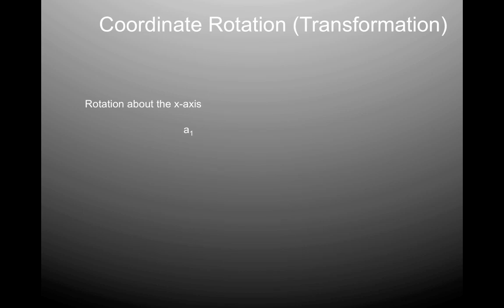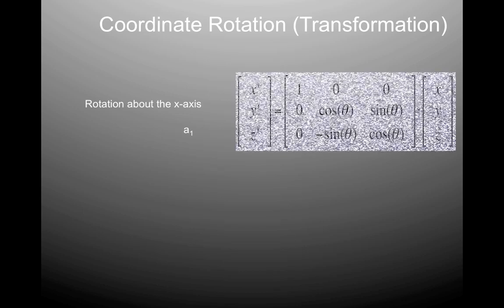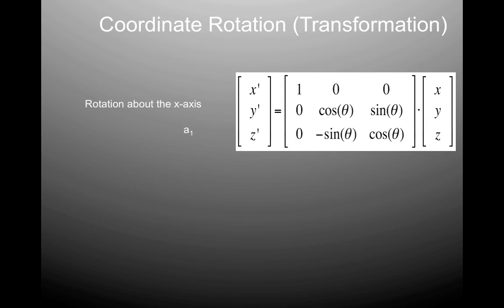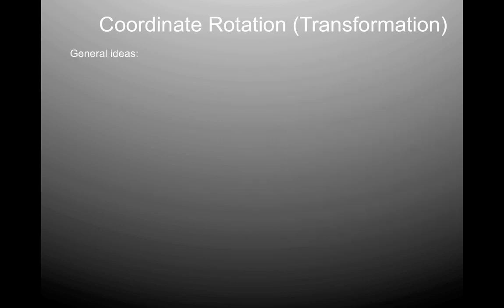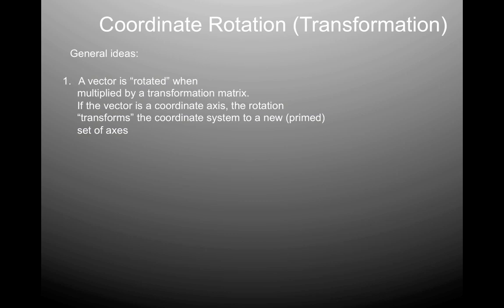Now these rotation matrices rotate about various axes. Here's an example of a rotation matrix about the x-axis. And a rotation about the y-axis would be this matrix. The general idea is that a vector can be rotated when it's multiplied by a transformation matrix. If the vector is a coordinate axis, the rotation transforms the coordinate system to a new, call it the primed, set of axes. So we have a matrix A multiplying a vector V, giving us a primed vector V-prime.